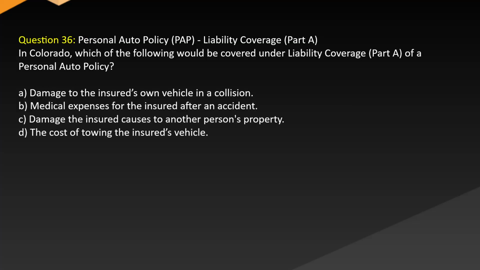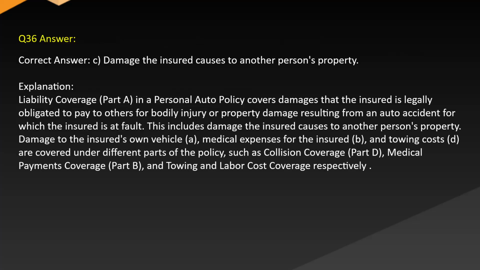Question 36. Personal auto policy (PAP). Liability coverage, Part A. In Colorado, which of the following would be covered under liability coverage, Part A of a personal auto policy? A. Damage to the insured's own vehicle in a collision. B. Medical expenses for the insured after an accident. C. Damage the insured causes to another person's property. D. The cost of towing the insured's vehicle. Correct answer: C. Damage the insured causes to another person's property.